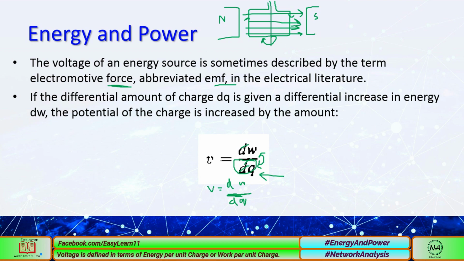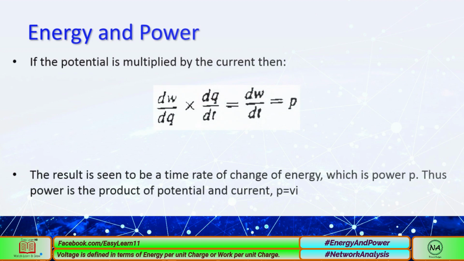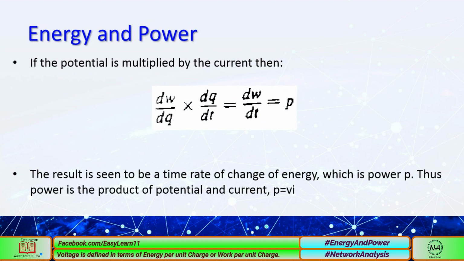If a differential amount of charge dq is given a differential increase in the energy dw, the potential of the charge is increased by the amount dw over dq. So this is the next formula you have to write down in your notebooks for later use.